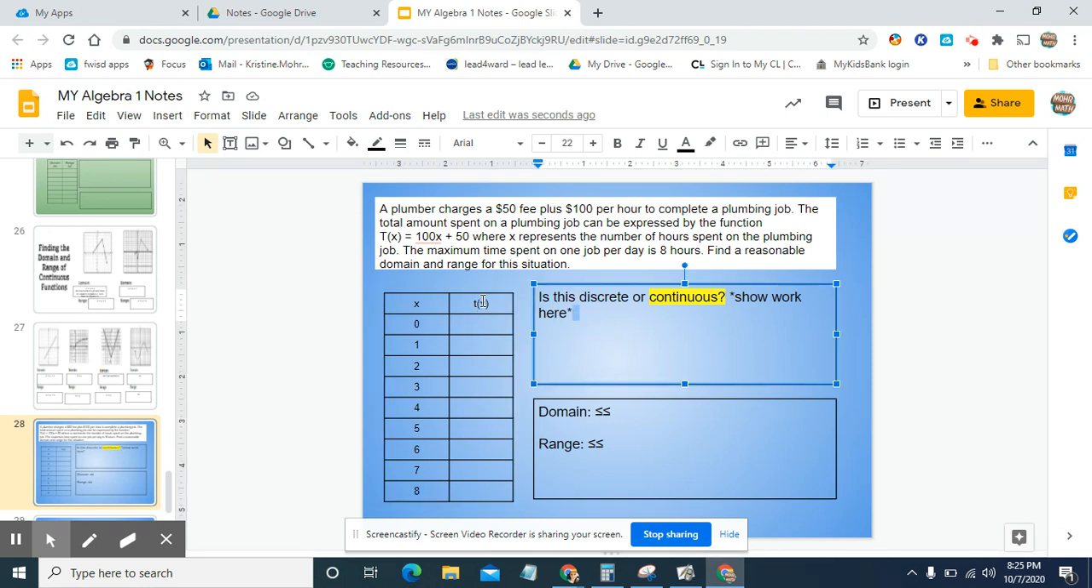So to find our T of x, it is the same process. We are going to do T of x equals 100x plus 50. So if I want to do T of 0, well, he can work 100 times 0 and then add 50. 100 times 0 is 0, and 0 plus 50 is 50.